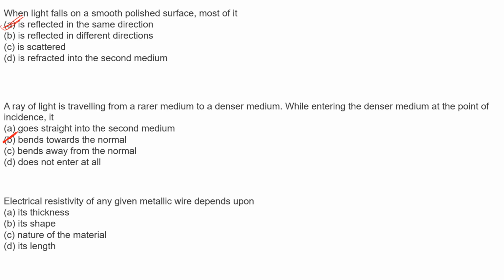The next question is that the electrical resistivity of any given material wire depends on option A its thickness, option B its shape, option C its nature of material, and option D its length. Actually, it depends on all the parameters, but for this particular question the correct answer is option C, that is, the nature of the material.